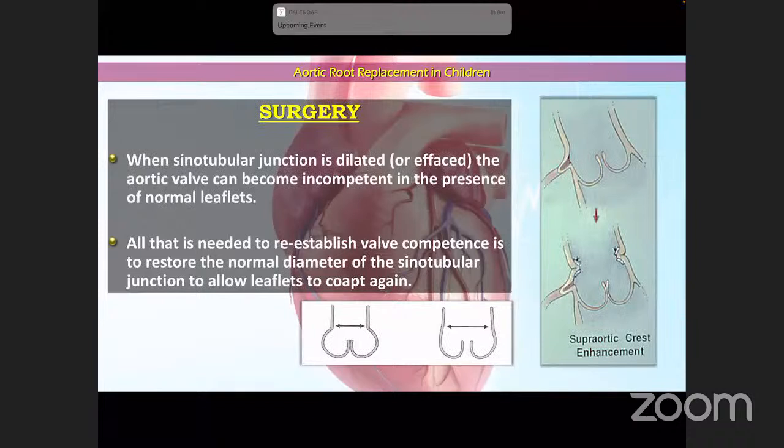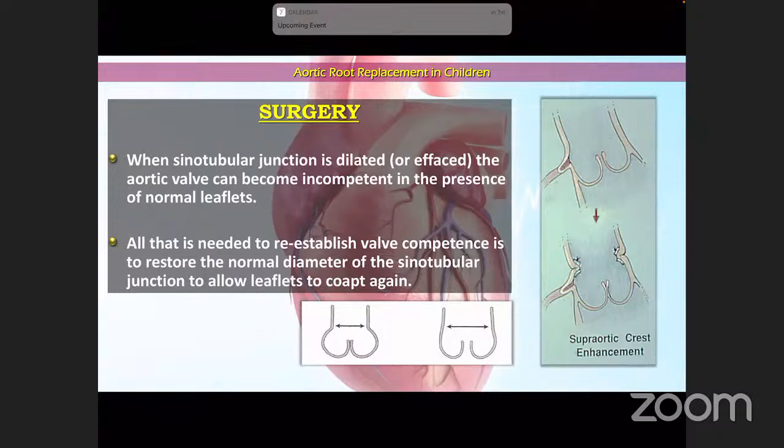Now, when the sinotubular junction is dilated or effaced, the aortic valve can become incompetent in the presence of normal leaflets, as you see here and as you have seen before. And actually, with Dr. Carlos Duran, we introduced this technique of reconstructing the sinotubular junction, and we call it the supra-aortic crest enhancement, where you can pinch the aorta at three sides, sometimes even four sides, to try and reconstruct the sinotubular junction. And by reconstructing the sinotubular junction, you can bring the aortic valve leaflets back together, and that will make them coapt and get rid of the regurgitation.